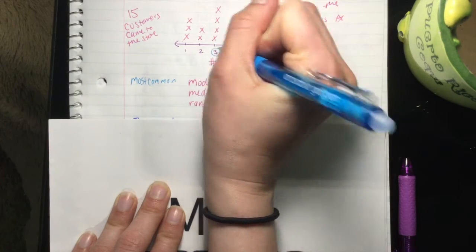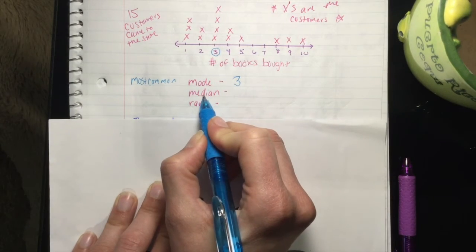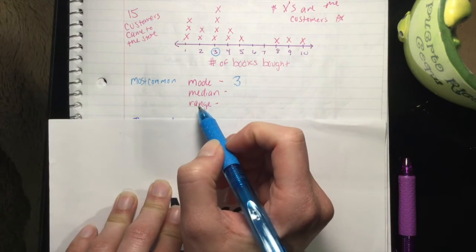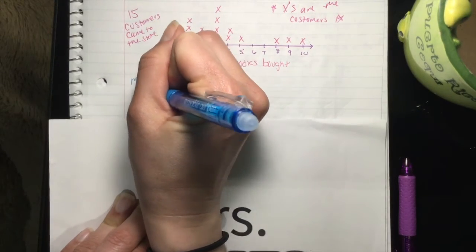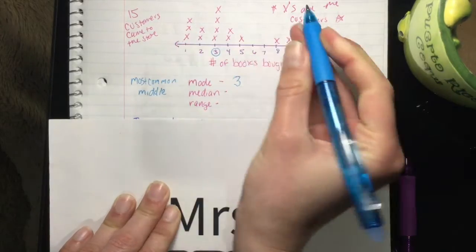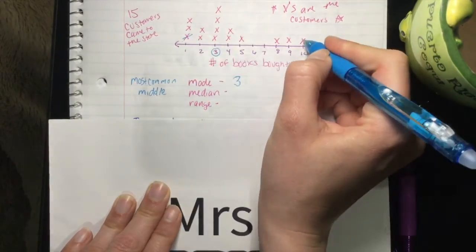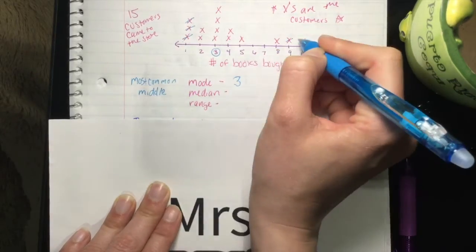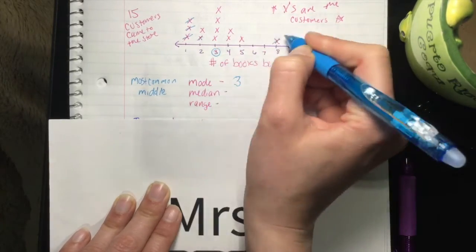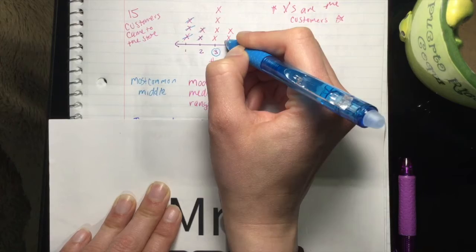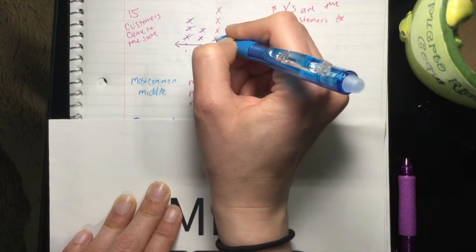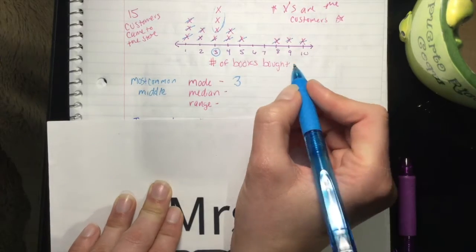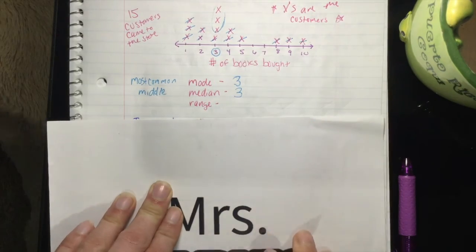Okay, that's the mode. Now we have the median. Okay, so for the median, I'm crossing the numbers off. Remember how we cross numbers off? This is the middle. So I'm going to start here and start crossing the numbers off one at a time from each side. And we come to find out that 3 is also still the median as well.